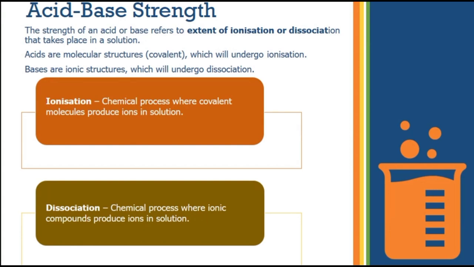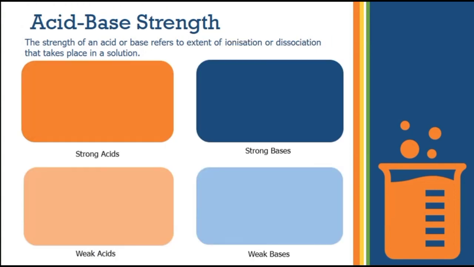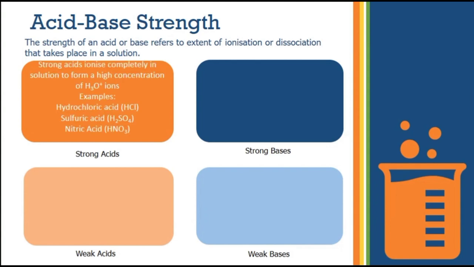Ionization is the chemical process where covalent molecules produce ions in solution. And dissociation is the chemical process where ionic compounds produce ions in solution. And so the strength of an acid or a base refers to the extent of ionization or dissociation that takes place in a solution. So have a look at these four: strong acids, strong bases, weak acids, weak bases. Look at how we fill up these different boxes.